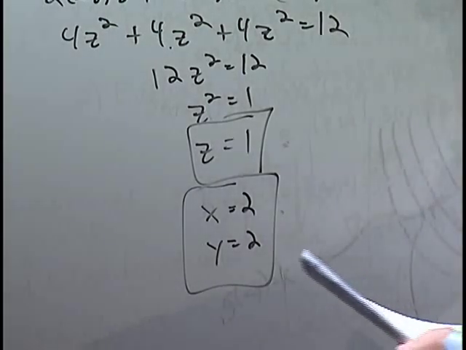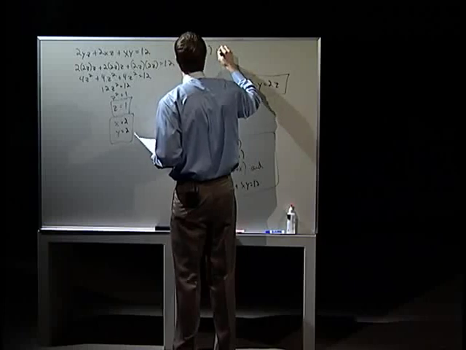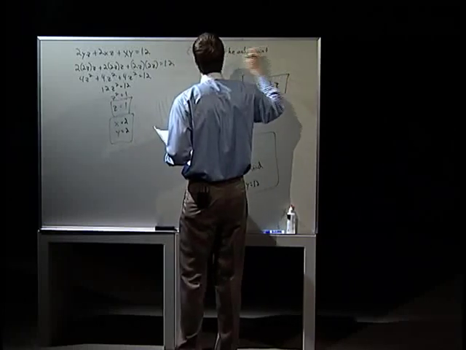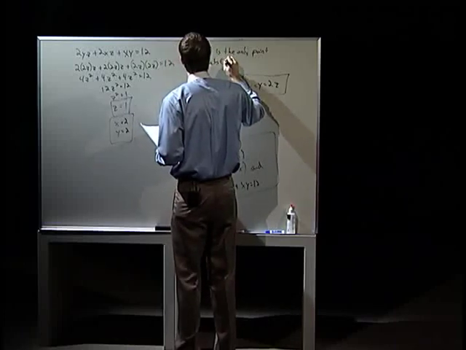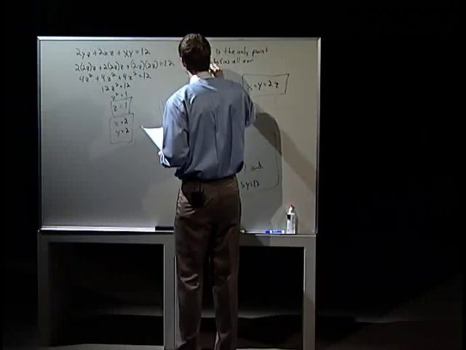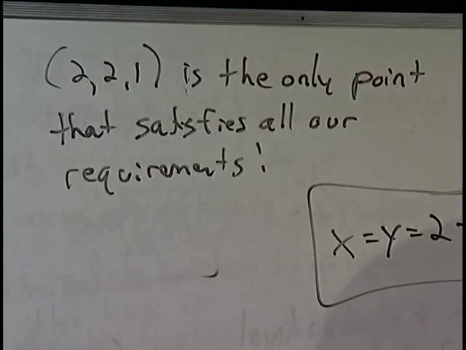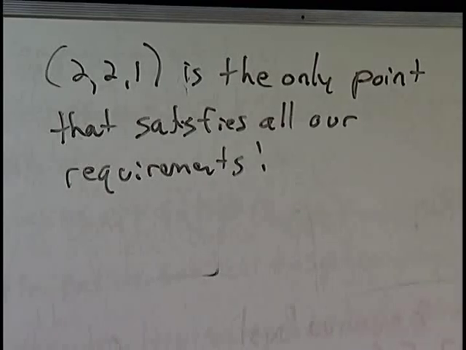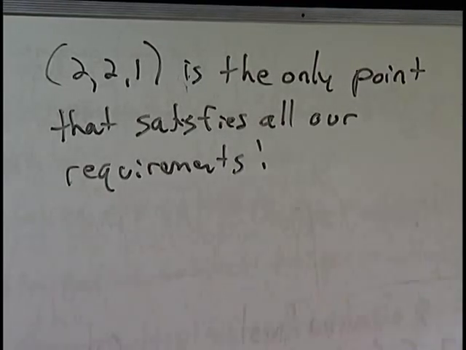So (2, 2, 1) is the only point that satisfies all our requirements. After all that, we got one point, which is good. It makes our second task easier. If we had more than one point, we would have to plug them into f and see what was going on, but we don't. We only have one possible point for a max.